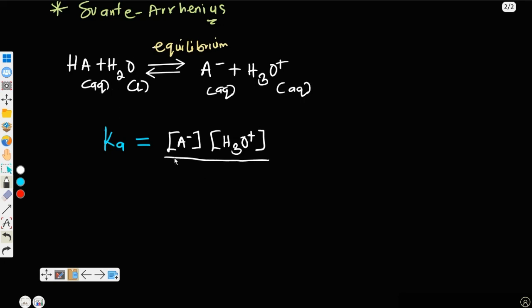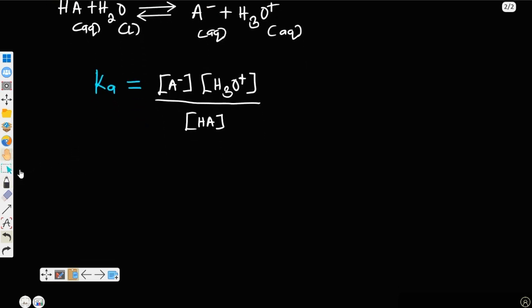Now you agree with me that the next thing you are going to have here will be HA. Water, H2O, is a pure liquid. From what I said, pure liquid does not show in the equilibrium constant expression. Is that fine? So what we have is this is the Ka. Now that you have gotten this Ka, what do you think we can do after getting it? Make this H3O plus the subject of the formula. Are you getting it now?